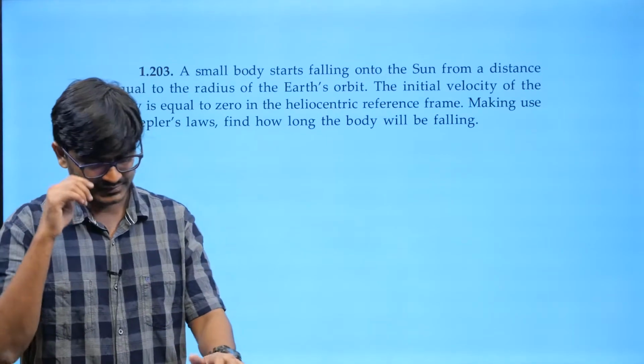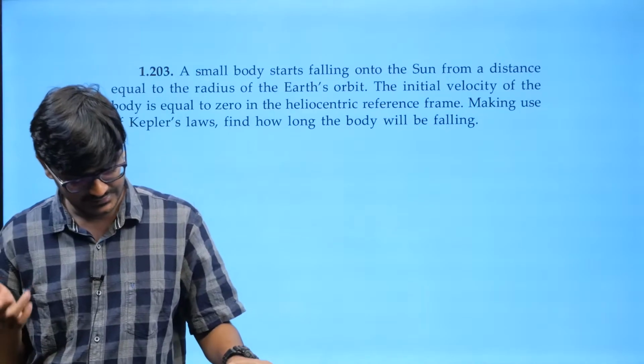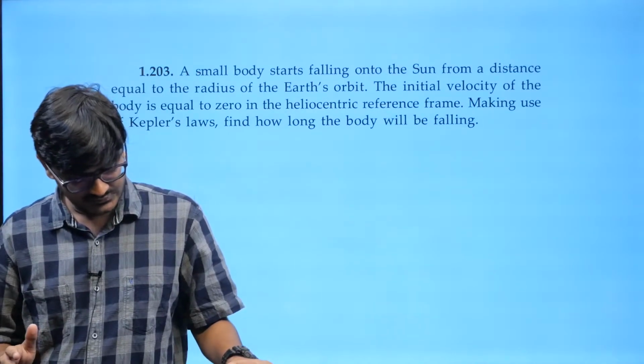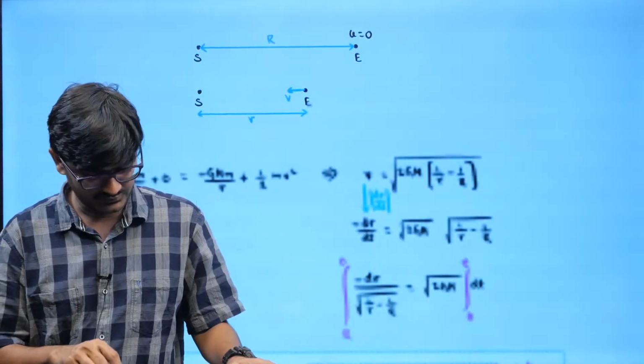Now the next question goes like, a small body starts falling into sun from a distance equal to the radius of the earth's orbit. The initial velocity of the body is equal to 0 in the heliocentric reference frame. Make use of Kepler's law. So we will try to do it without using Kepler's law.